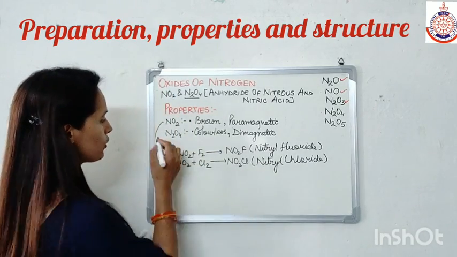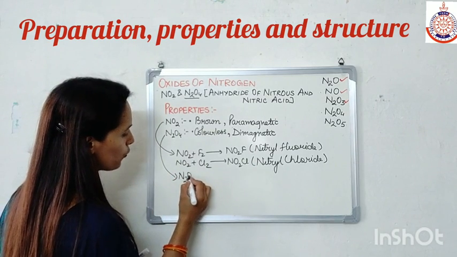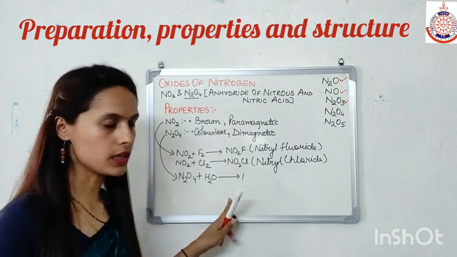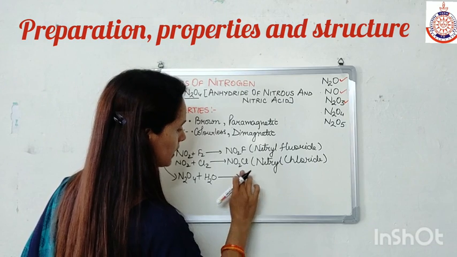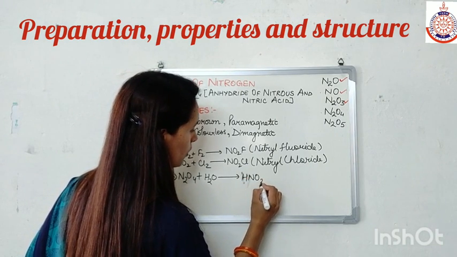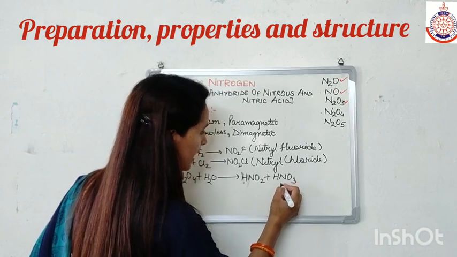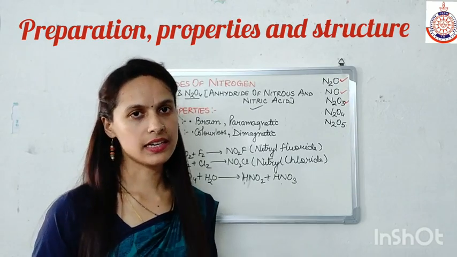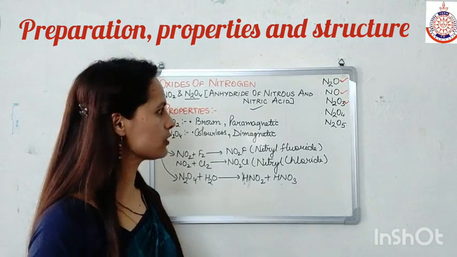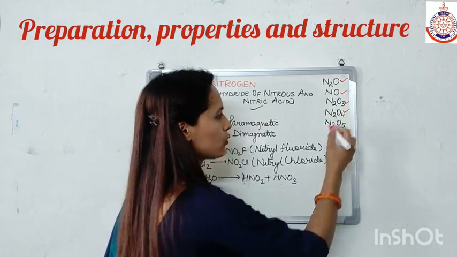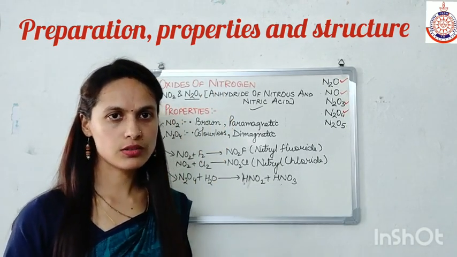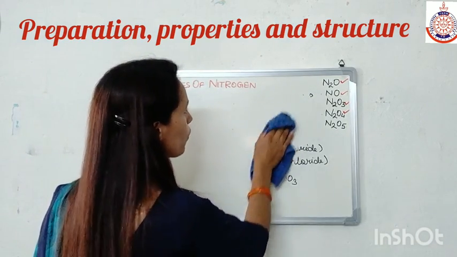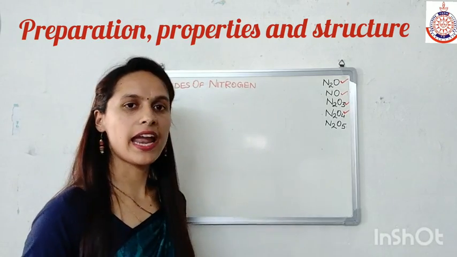And if I talk about N2O4, when N2O4 reacts with water, it gives HNO2 plus HNO3, and that's why it is known as the anhydride of nitrous acid and nitric acid. So these are the properties of NO2 and N2O4. So this oxide is also done. Now we'll move to our fifth and the last oxide, that is N2O5.